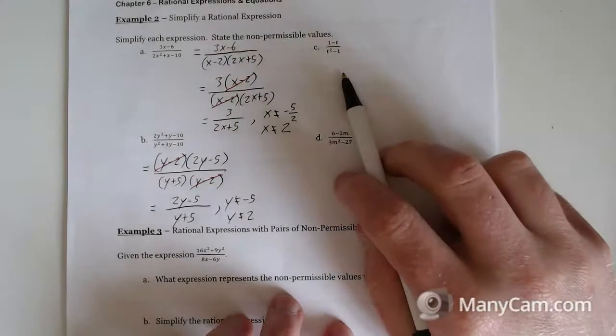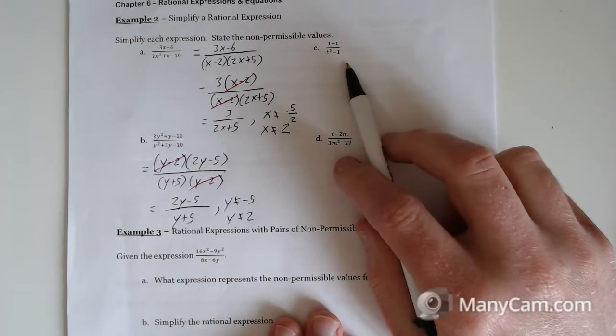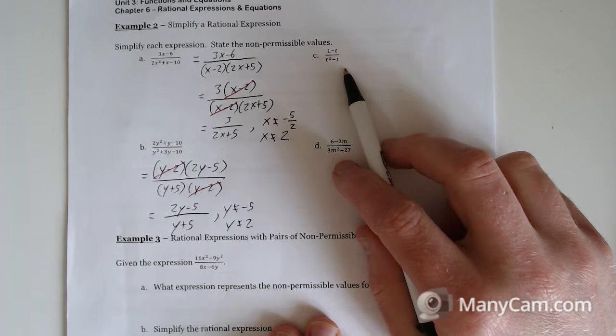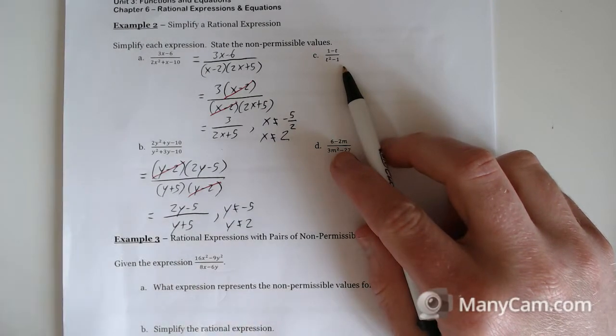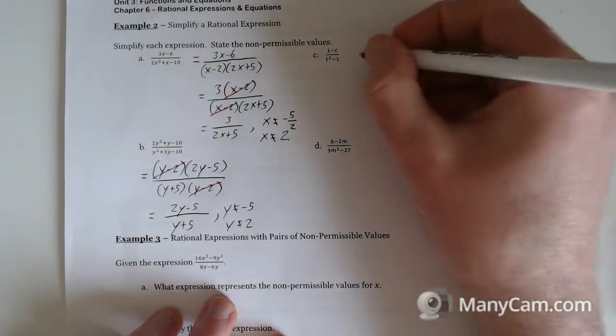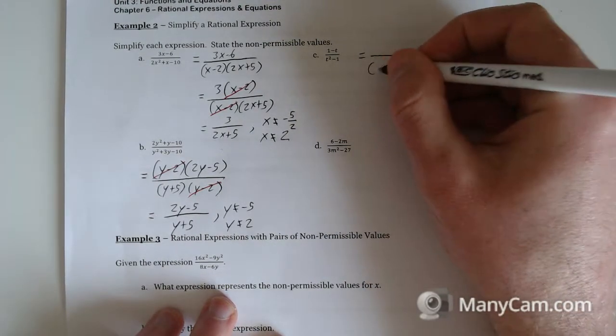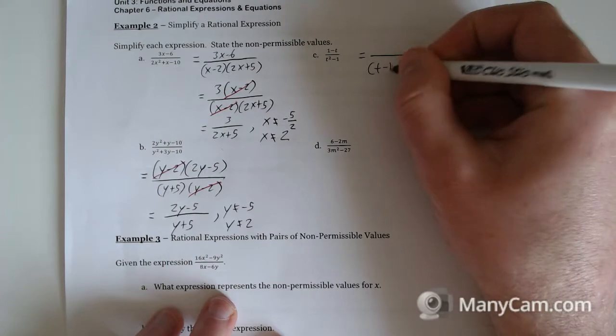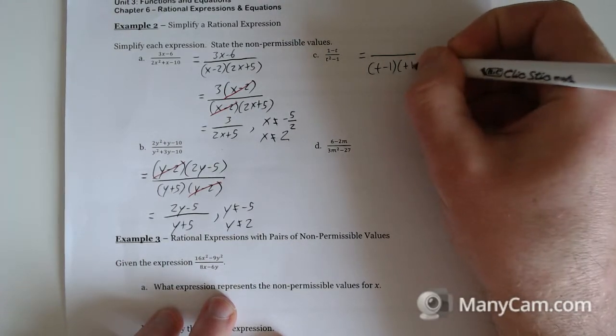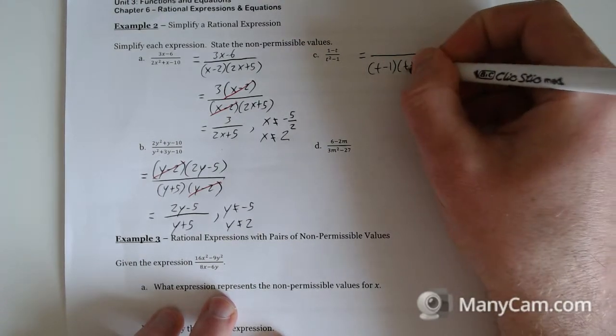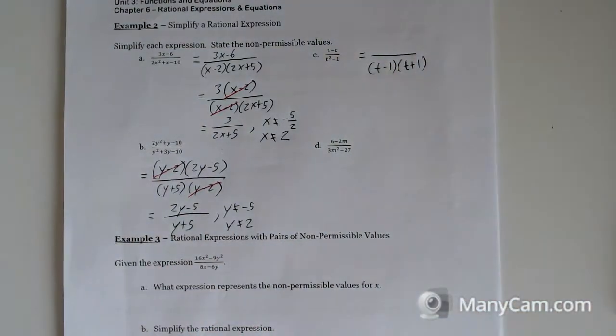Okay, C was a fun little trick one, and you'll definitely see these. This is fairly common, so you should recognize what's going on in this one and become familiar with it. The bottom is a difference of squares, so it becomes t minus 1 and t plus 1. That is one of the tricky but very common difference of squares. You should always look for it, because the 1 counts as a perfect square.